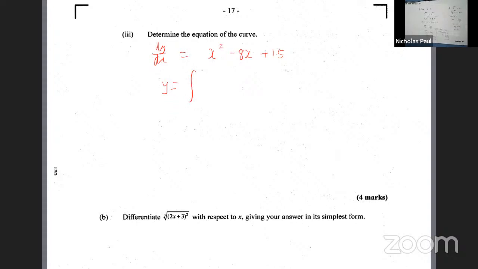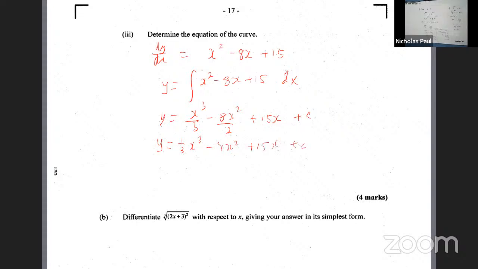Integration and a differentiation question. No, that's a straight line. Right, so you have to integrate x squared minus 8x plus 15 with respect to x. When you integrate it, you will end up with x cubed over 3 minus 8x squared over 2 plus 15x plus c. So y is equal to 1/3 x cubed minus 4x squared plus 15x plus c.